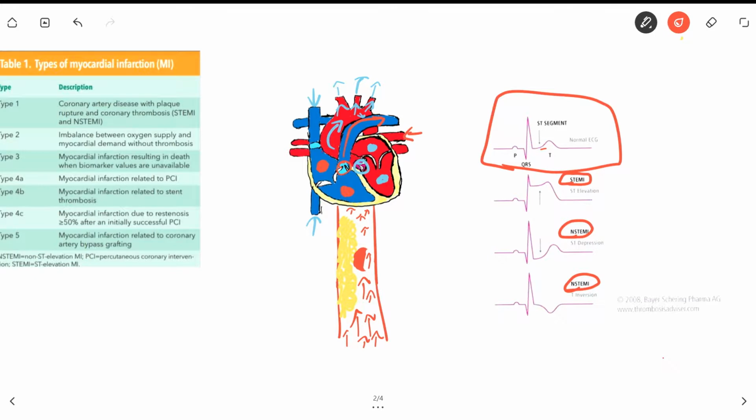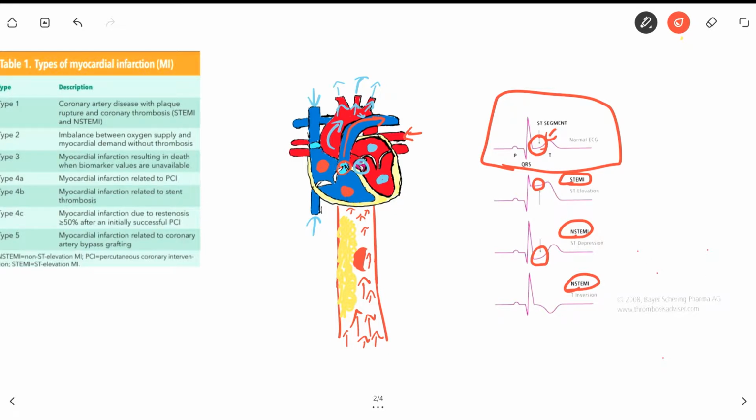So when you're having a STEMI, then you might have an ST segment elevation. So as you can see, this ST segment is all the way over here, while the normal ST segment is supposed to be all the way in the bottom. So the next one is an ST depression. So an ST depression is when the ST segment is lower than where it's actually supposed to be. And this can signal a non-STEMI.